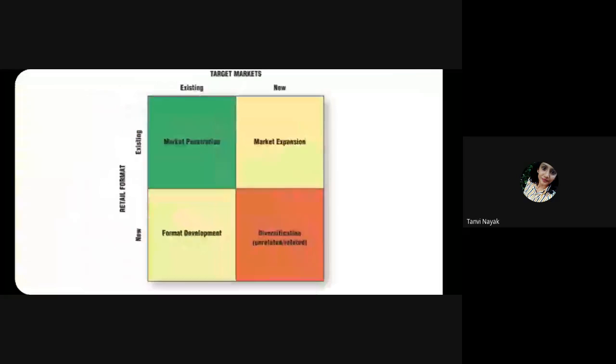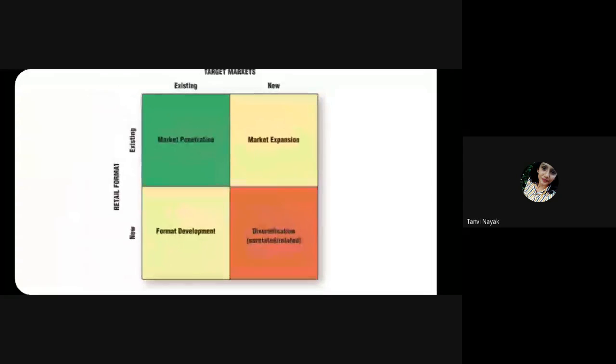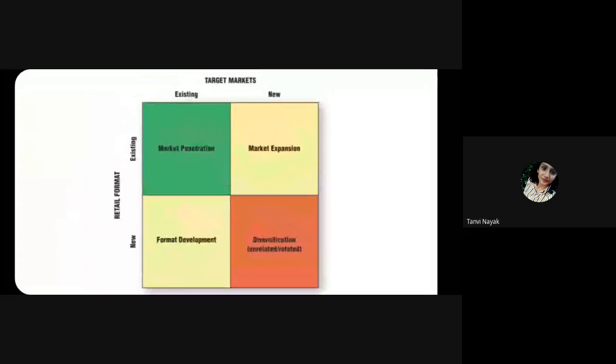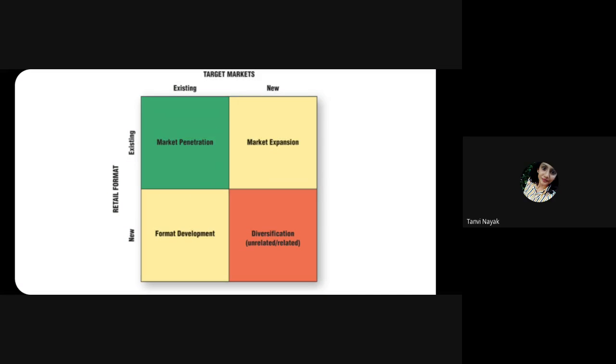Fine. If we have target markets and retail formats, with an existing format and existing markets, you can use the strategy of market penetration, just to throw your competitors out of the market or to stop new entrants into the market. You should be good enough at reaching customers at the lowest possible price compared to them. Then if you look for newer target markets with the existing format, we call it market expansion. You find a new segment, new markets, with customers similar to the present ones, and the retail format can be kept the same.